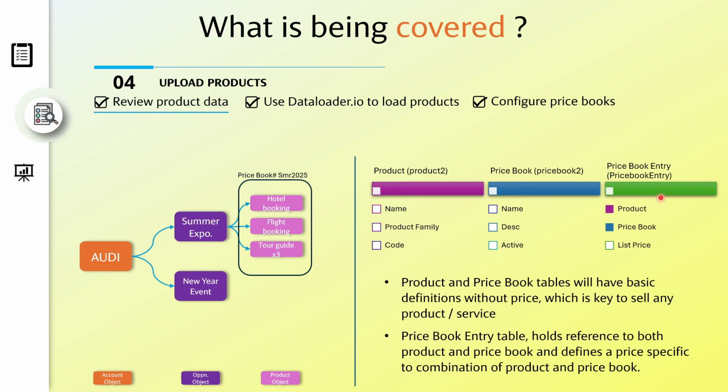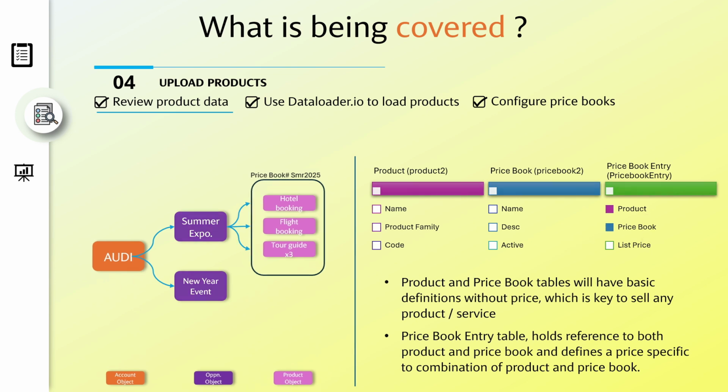What we also need to configure is a price book entry for this particular product. Let's say we have summer 2025 as our price book. Now this price book entry will have a reference to a product coming from this table and a price book coming from this table. So we'll be selling, let's say, a hotel booking from the summer 2025 price book with a particular list price there. So that's how we will be uploading the products first. We will be creating some price books, tagging those products with this price book, and creating a price book entry so that our salespeople can sell these products, right?